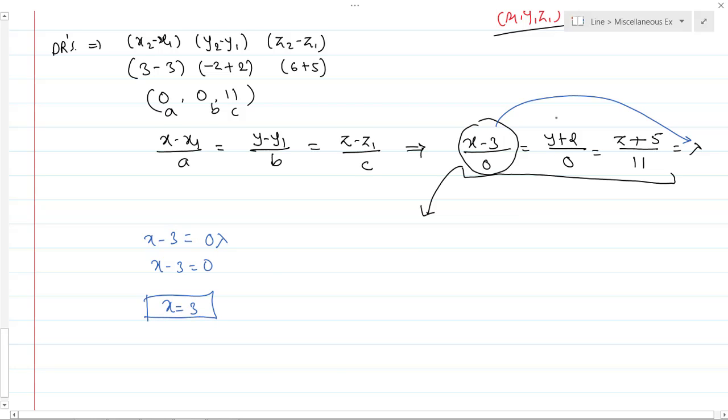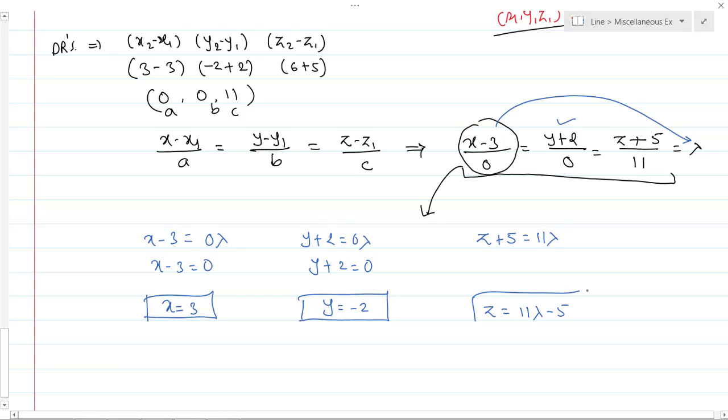Next line will be what? y plus 2 equals 0 lambda. So y plus 2 equals 0, so y equals minus 2. This is my second line. And the third line will be what? z plus 5 equals 11 lambda. So z equals 11 lambda minus 5. This is my third line.